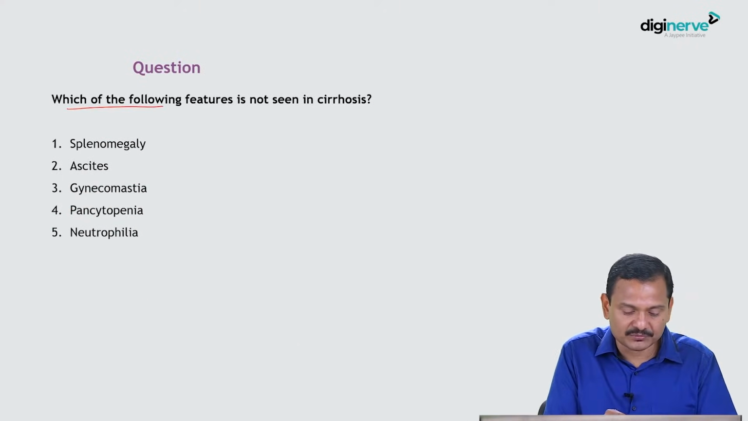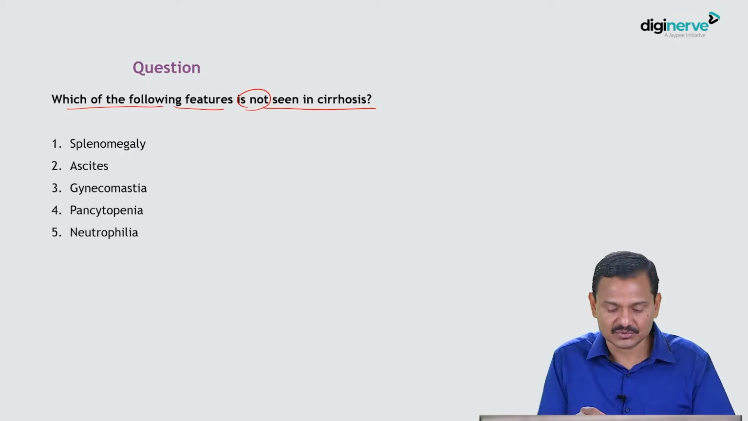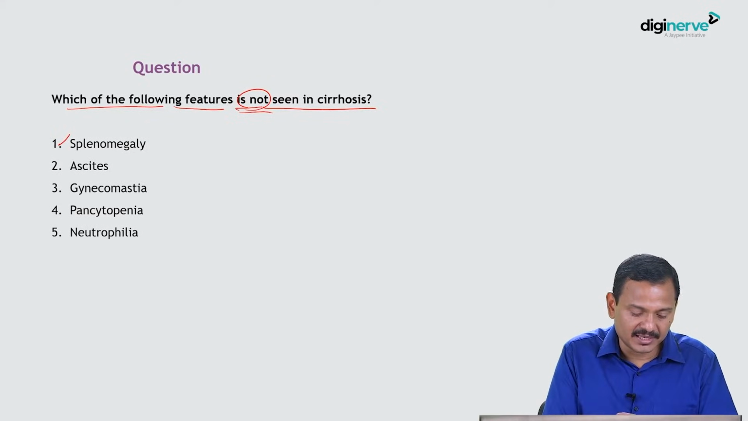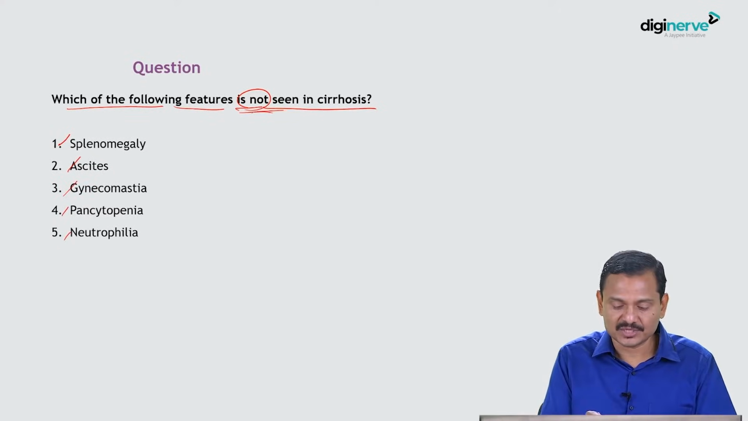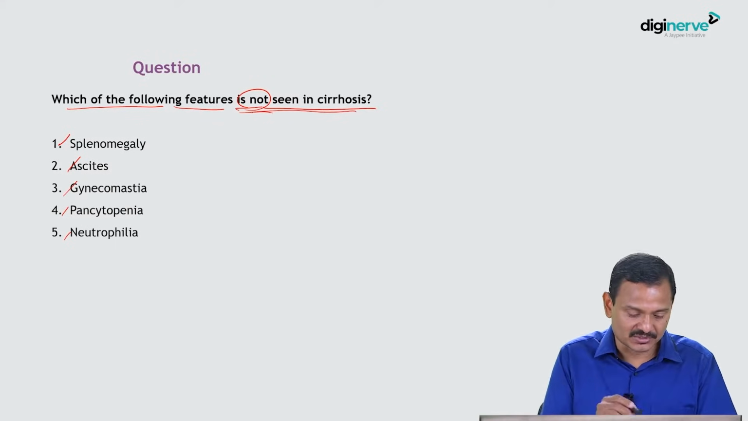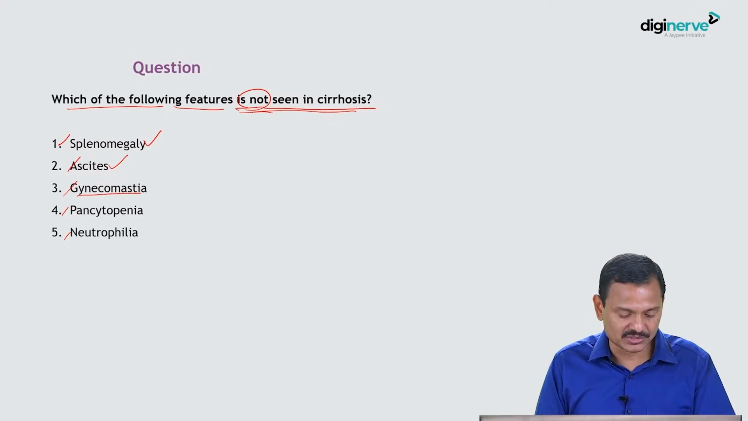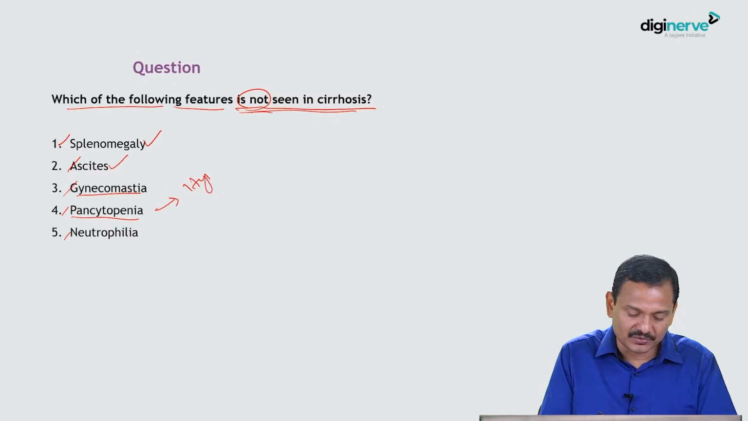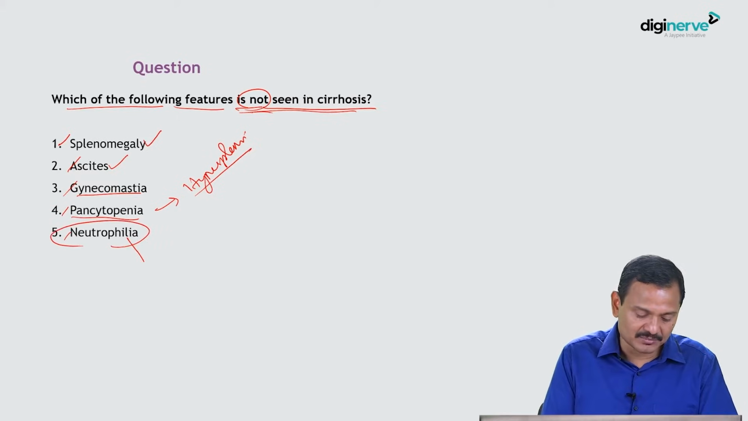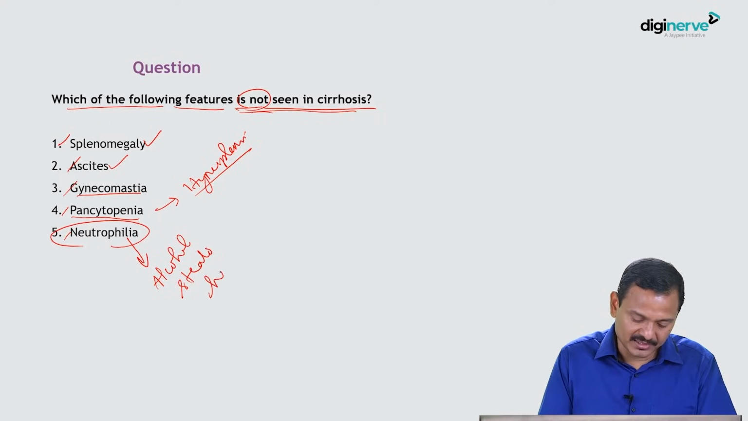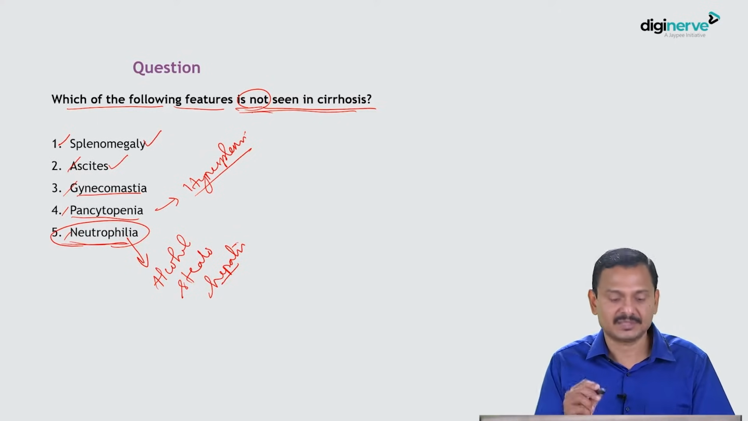Next question: which of the following features is not seen in cirrhosis? Splenomegaly, ascites, gynecomastia, pancytopenia and neutrophilia. So which of these is not seen in cirrhosis? Splenomegaly, yes. Ascites, yes. Gynecomastia, because of hyperestrogenism. Pancytopenia, because of hypersplenism. But neutrophilia is not seen in cirrhosis because this is seen in alcoholic steatohepatitis. In steatohepatitis you will find neutrophilia or leukocytosis with neutrophilia, but in cirrhosis it is pancytopenia.